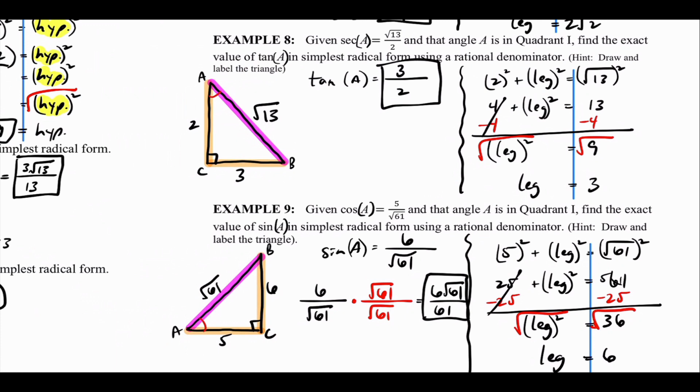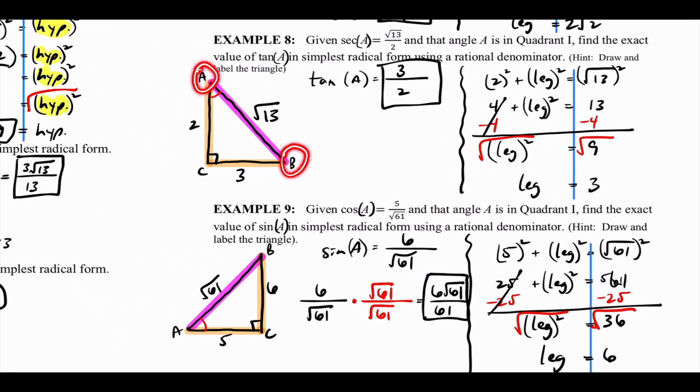It doesn't matter where you put A and B. They're relative to each other. If I built a triangle and I switched A and B, that's okay. Secant is hypotenuse over adjacent. So if A was over here, this 2 would move over here. It's always relative. A lot of times when you're doing this, you wonder where A goes, where B goes. It doesn't matter.